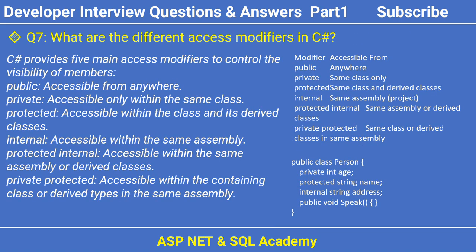In C sharp, access modifiers help protect your code by defining what can be accessed from where. Use private for internal class details, public for methods or properties meant to be called externally, and protected when building inheritance. Internal keeps things within the same assembly, and combinations like protected internal offer more controlled visibility.